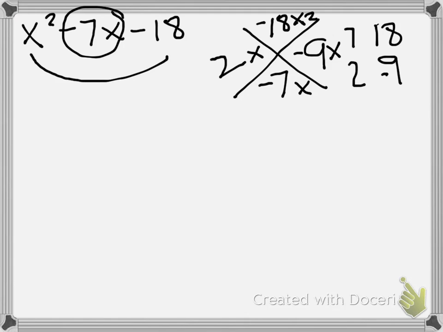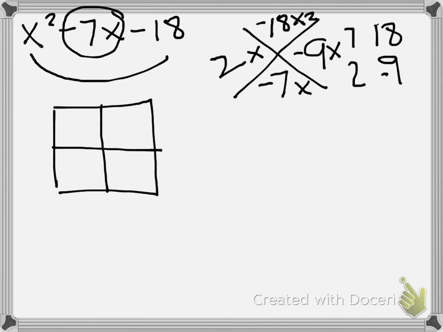Now that brings me over to my generic rectangle. That's going to help me figure out what are the factors of my quadratic equation, x squared minus 7x minus 18. So in this bottom left, I'm going to put x squared. Diagonal from that, I'm going to put negative 18. And in either of these two squares, I'm going to put 2x and negative 9x. So I'll put 2x here, negative 9x here.